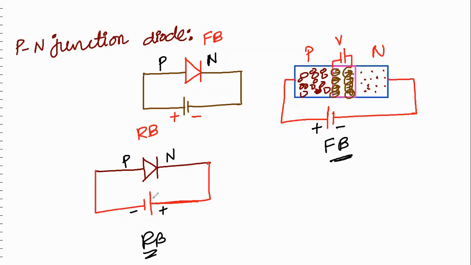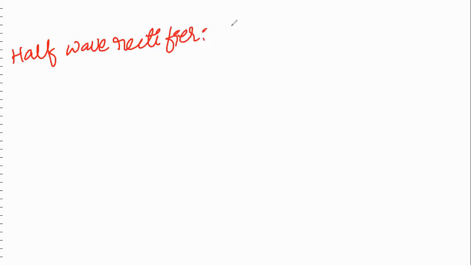Like this, we may take these semiconducting devices, forward bias and reverse bias. The PN junction diode is used as a rectifier, converting alternating current into direct current. For that, two rectifiers are there: the half wave rectifier and the full wave rectifier.